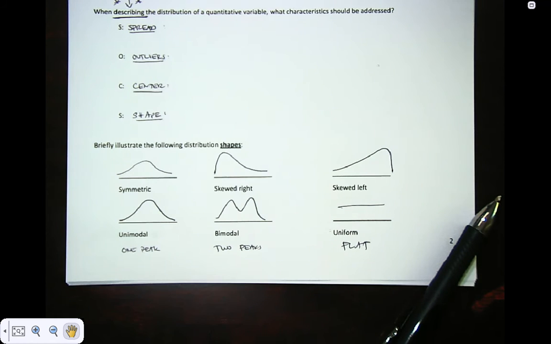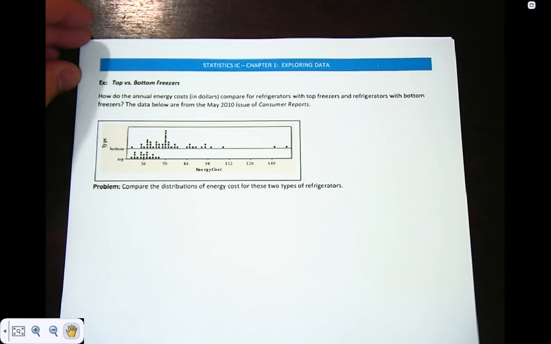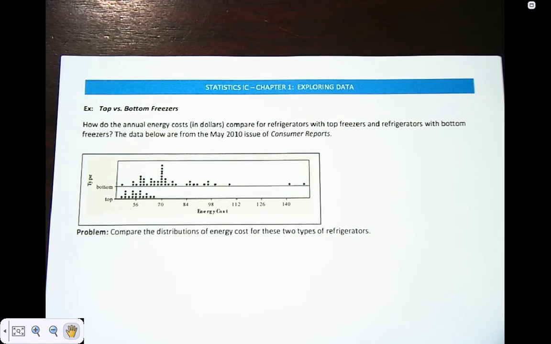Okay, so let's go to the last page here and kind of pull it all together. And this last page talks about top versus bottom freezers. Seems like a silly thing, but once you switch from a top freezer to a bottom freezer, for me, it's way better because you spend most of the time in the fridge. So it's nice that your fridge is up top.